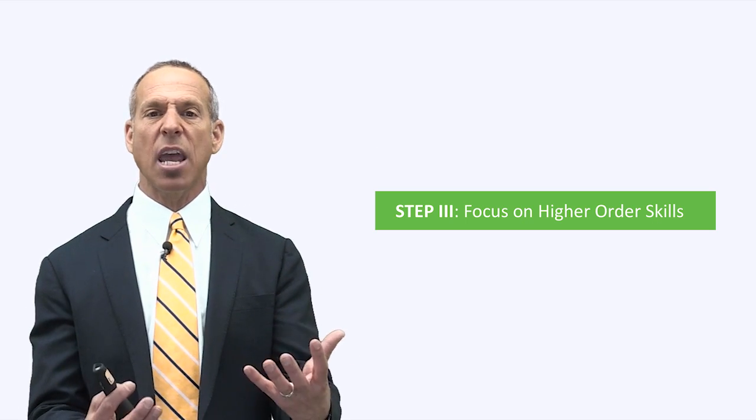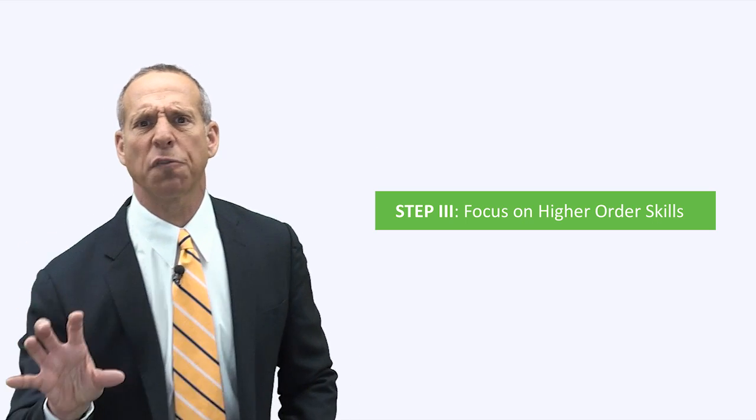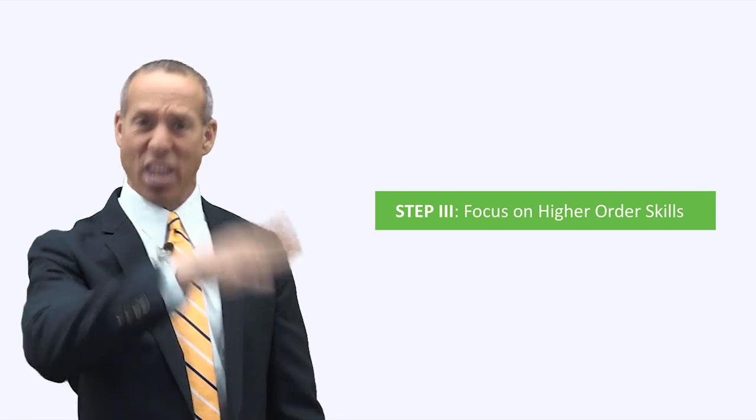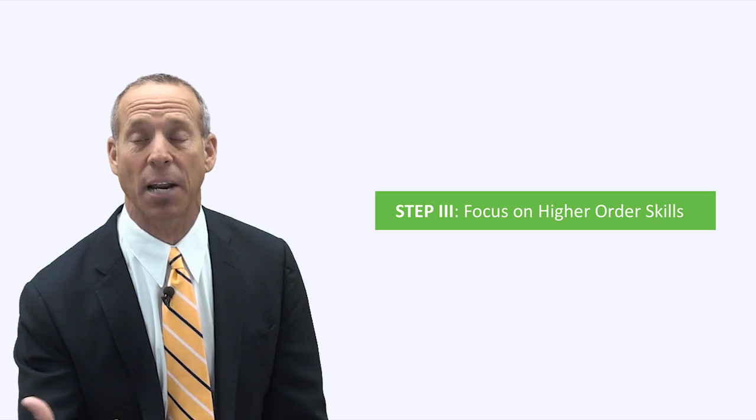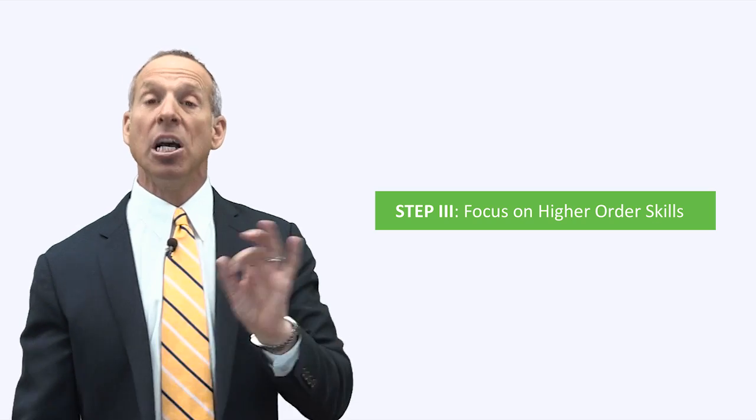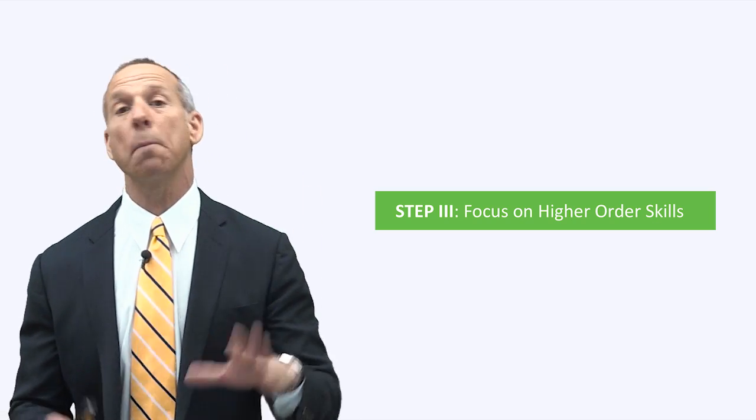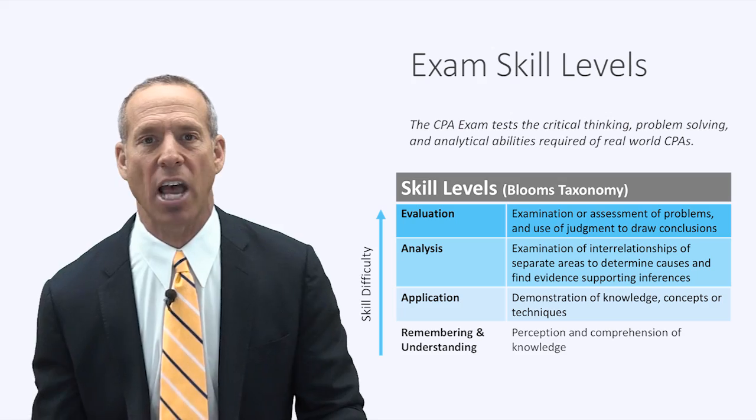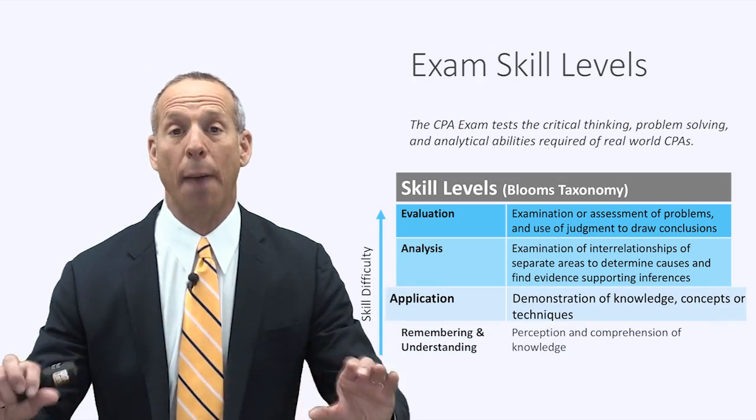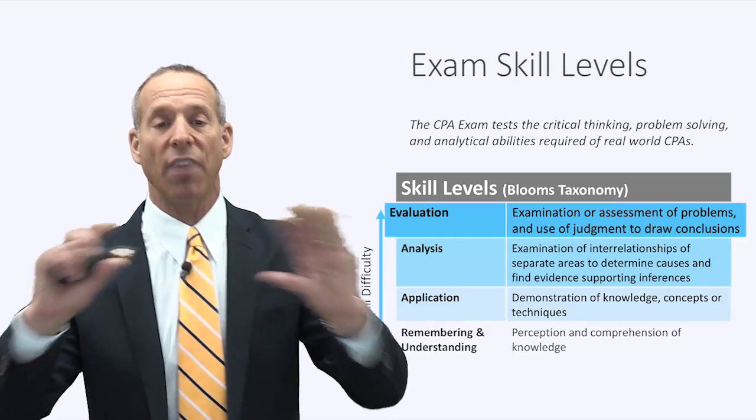For step 3, focus on the higher order skills. This came out of the AICPA going out and talking to the firms and asking, what are newly licensed CPAs, at the end of their second year, missing? And they said they're missing critical thinking, higher order skills, the ability to really analyze the information. So they said, okay, let's look at Bloom's taxonomy of educational objectives. There are different levels. The bottom is remembering and understanding, and then application, analysis, and evaluation.